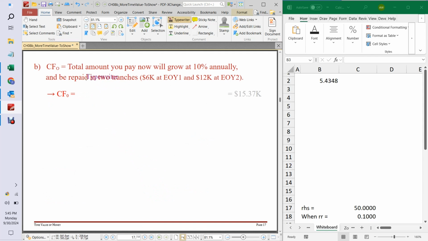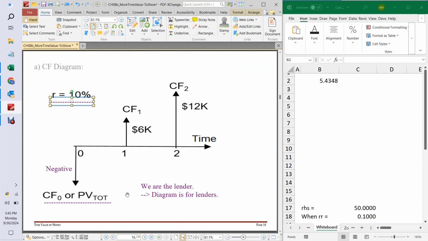Okay, so a good way to word this is CF0 is the total amount we pay now that's going to be growing at 10% annually and repaid in 2 blobs or tranches, a blob of 6,000 at end of year 1 and a blob of 12,000 at end of year 2. So now we can go ahead and calculate this the same way we did before.